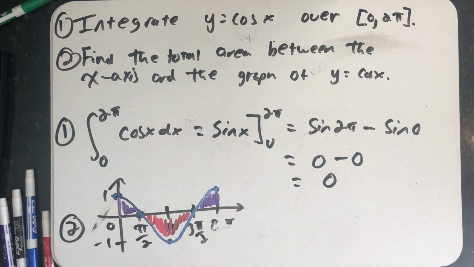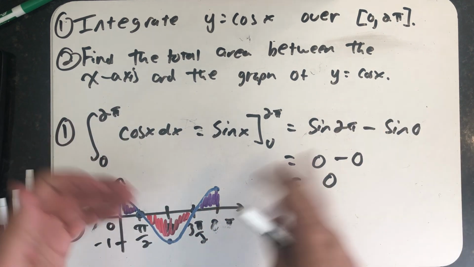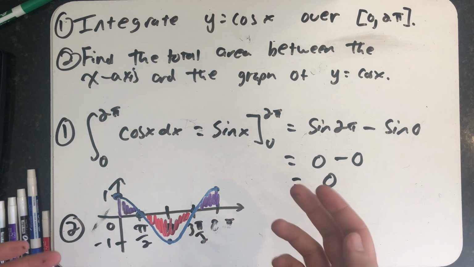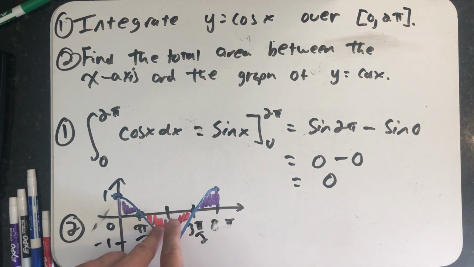So that's why I got 0 when I integrated from 0 to 2 pi, but now I'm asked to find the total amount of area. And when I'm asked that, I'm not allowed to think of this as a negative value. So what do I do?